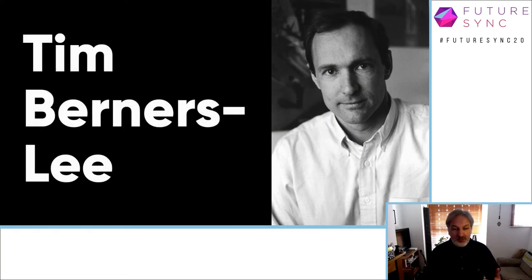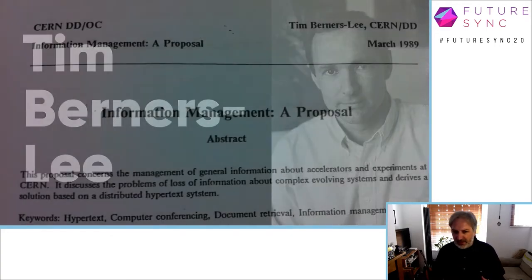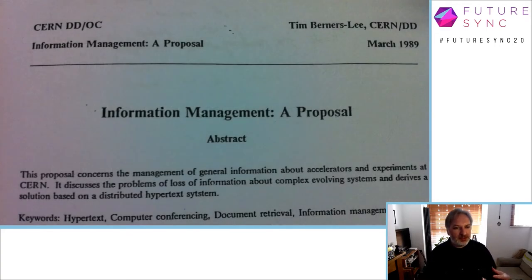The web came from this guy, Tim Berners-Lee. Tim Berners-Lee was working at CERN, the European Center for Nuclear Research, in the 80s, and he wrote this proposal in May of 1989. It was called Information Management, a Proposal, where he outlined his idea for a global hypertext system that would come to be known as the World Wide Web.